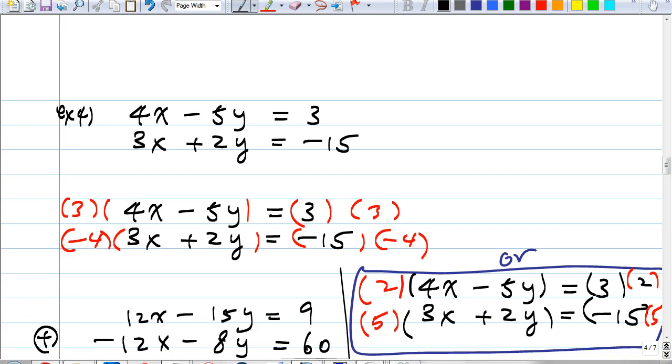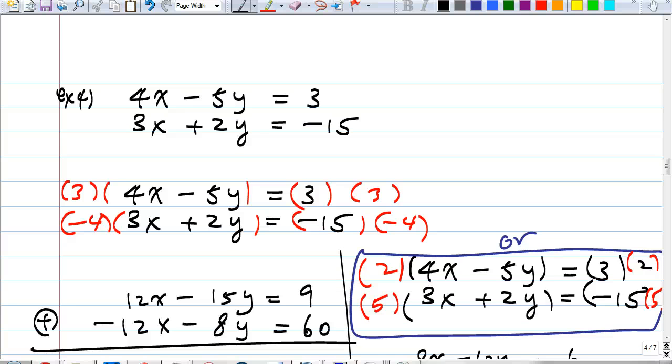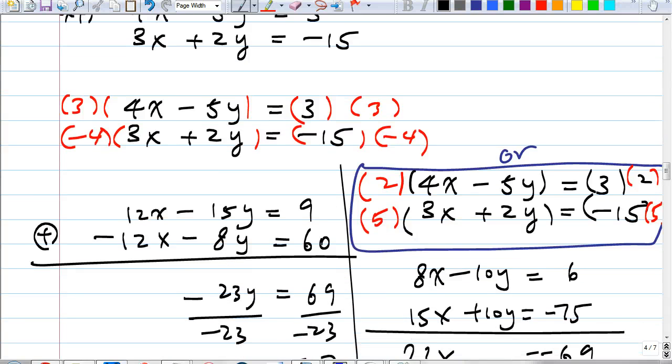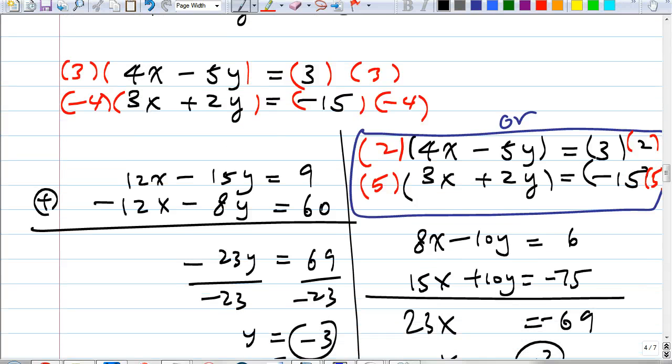Then I did the 3 times -4. So when you do it, don't you get positive 12x minus 15y equals 9, and then negative 12x minus 8y equals 60? So as you can see, you have 12x and you have negative 12x. That's why you want to add, and then you get rid of all the x's. Then don't you get negative 23y equals 69? Then you divide both sides by negative 23. You get negative 3.